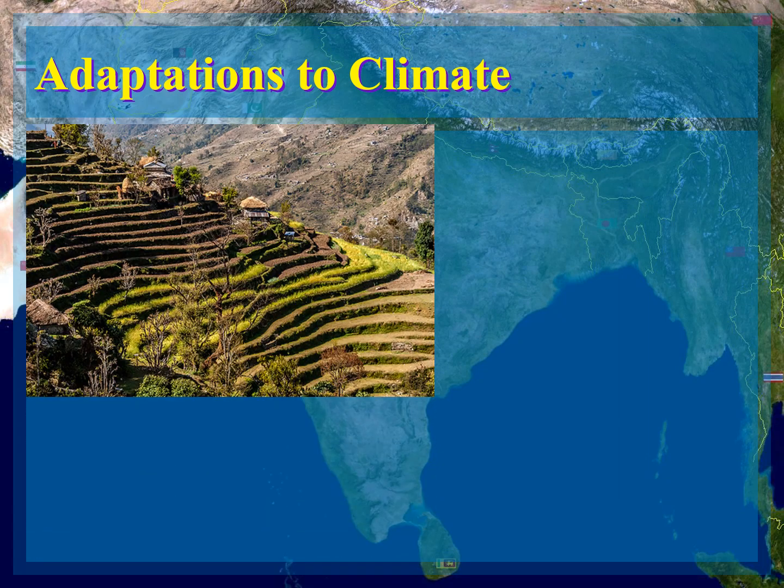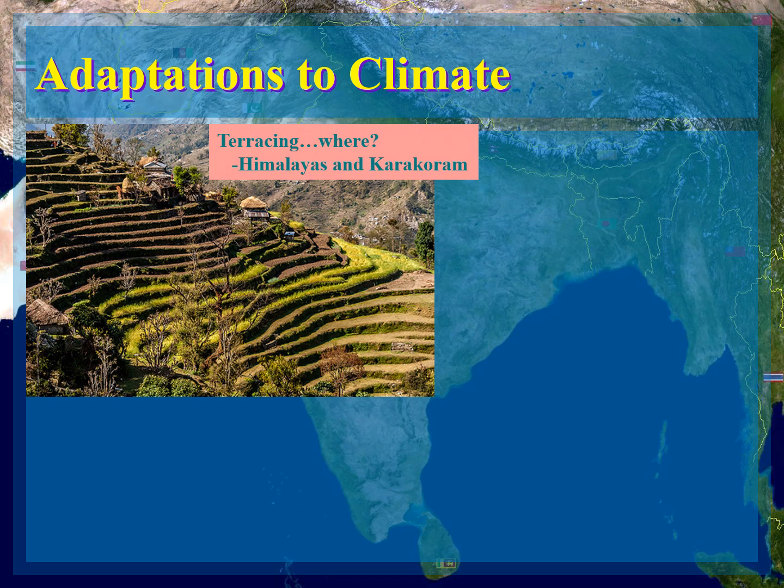All right, so how do people adapt to that type of climate? Clearly, this is going to be a challenge. So in our highland areas, we're going to have terracing. So we talked about that a little bit when we talked about the Andes Mountains and how the Incas adapted to life here. And you can really see it here in the Himalayas and the Karakoram. And basically, again, that's where you cut steps into the side of the mountain. And this serves numerous purposes.